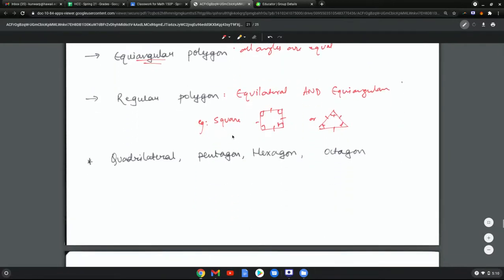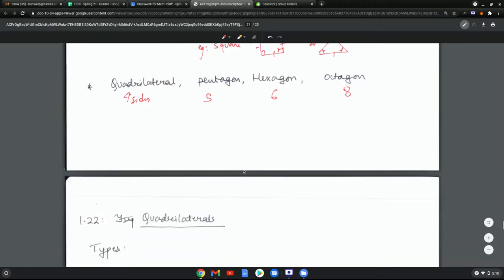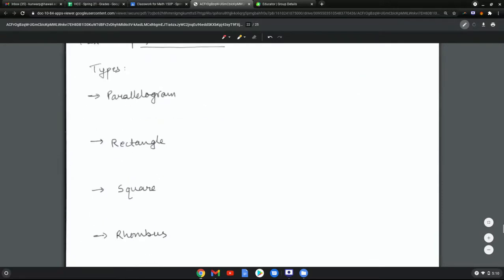Examples of polygons are quadrilateral, 4 sides, pentagon, 5 sides, hexagon, 6 sides, octagon, 8 sides, that's a stop sign, and so on. So let's focus on quadrilaterals. Again, types of quadrilaterals, I want you to fill this in. Parallelogram, the only requirement is that the opposite sides are parallel. Okay, so that is a parallelogram. And we can use these arrows to denote which sides are parallel.